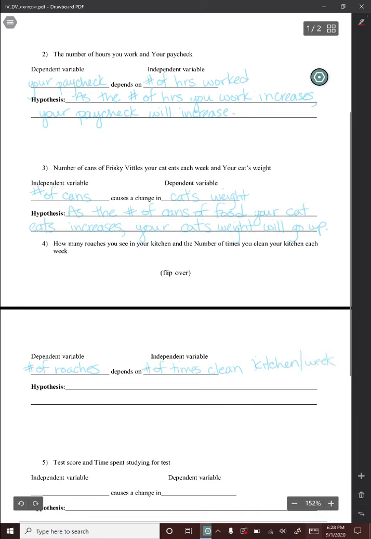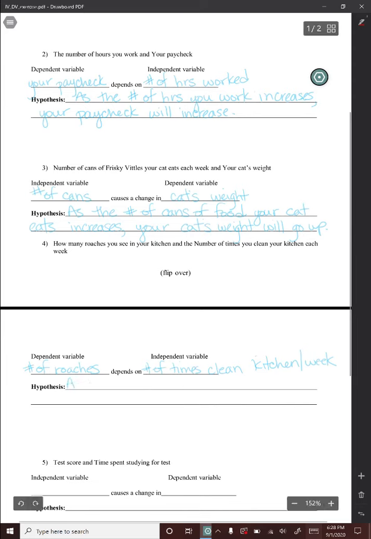Now, it could be the case that you see a cockroach and then you decide to clean. And as that number goes up, you clean your kitchen more often. But more than likely, the independent variable is the number of times you clean your kitchen each week, and your dependent variable is the number of roaches.